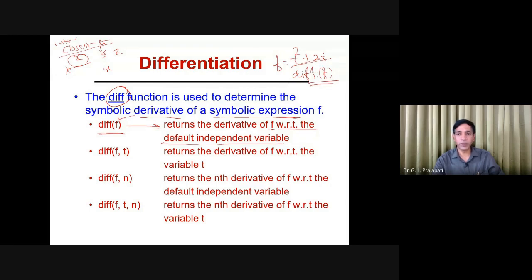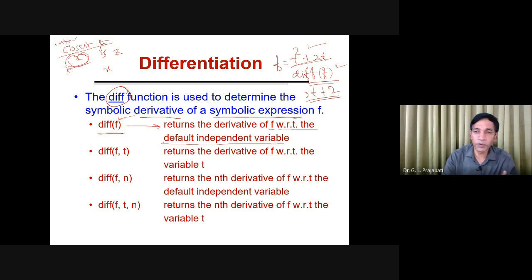So you can't say, okay, if x is not present, then how can we compute the derivative of this, because x is not there. This is not the case. That's why I am telling you that the default independent variable means the one closest to x. If x is not there, then which variable is closest to it? Here, t. And once you evaluate this, you will get the answer. What is the answer for this? 2t plus 2.